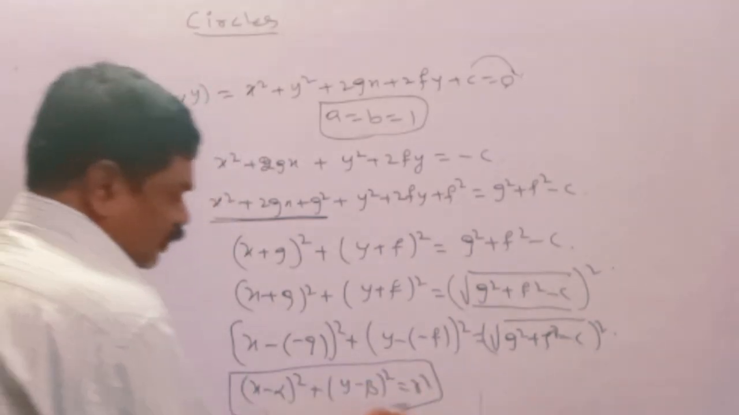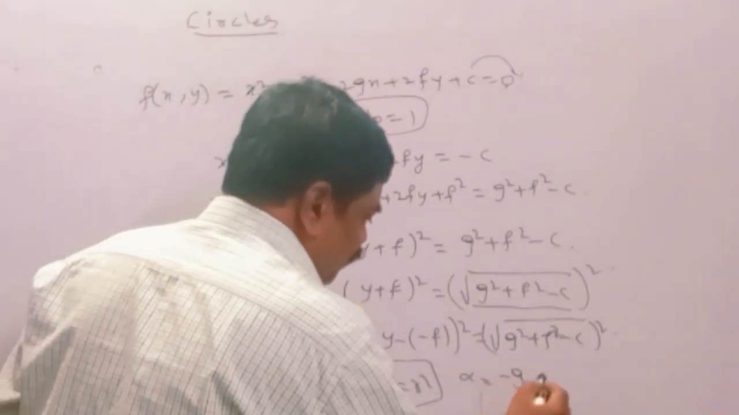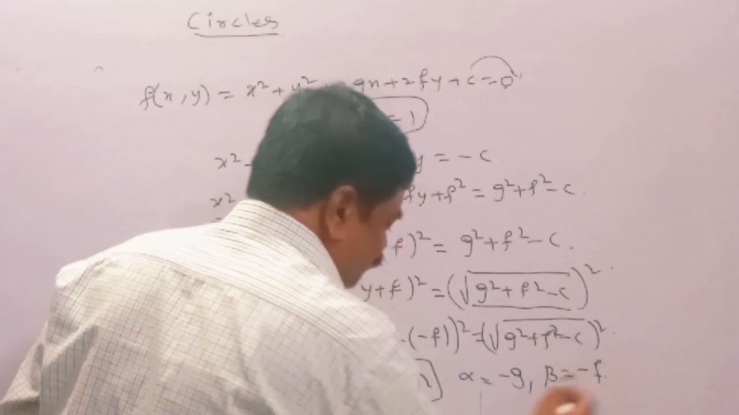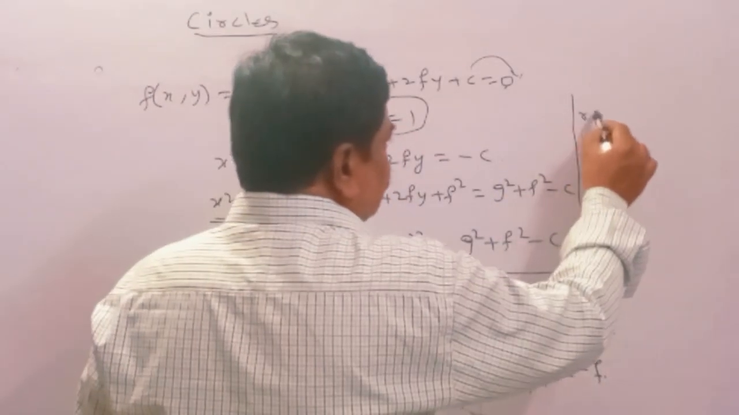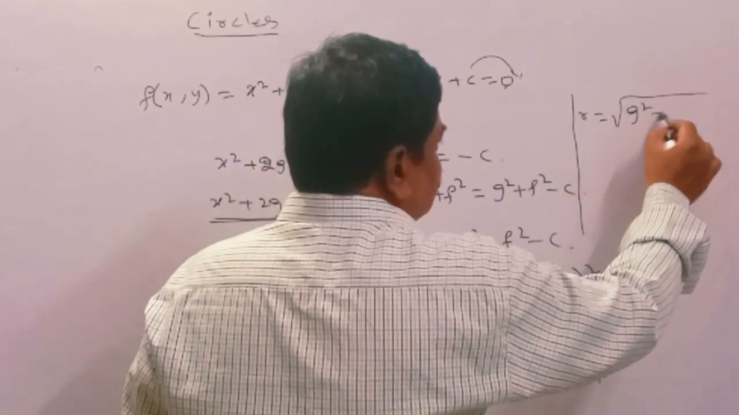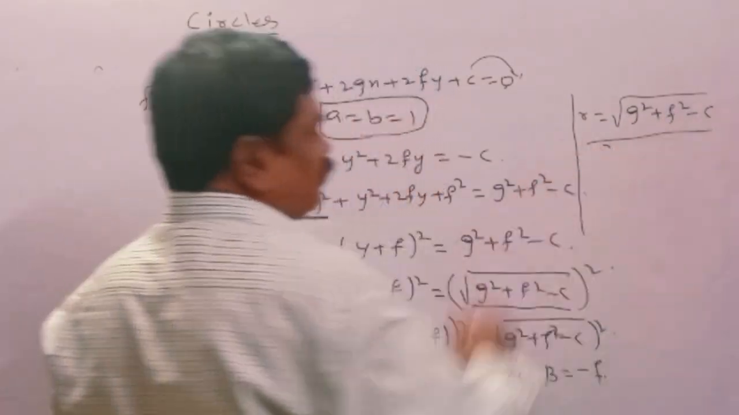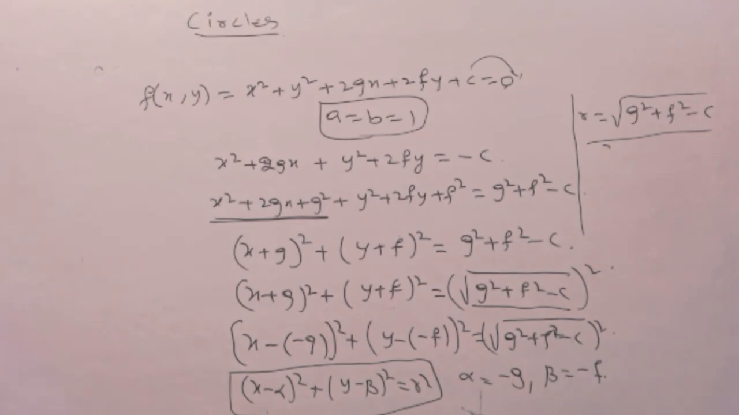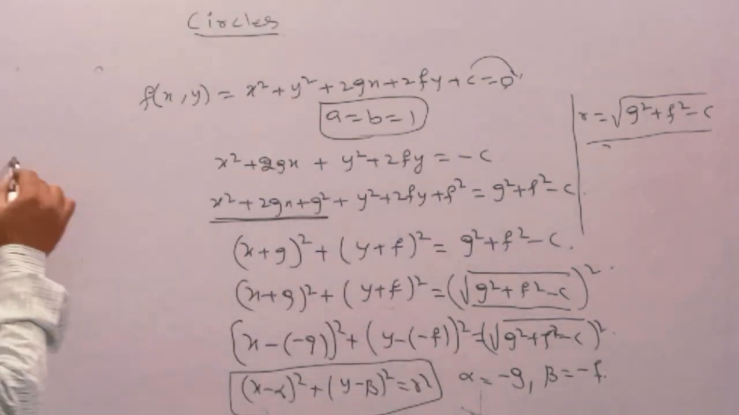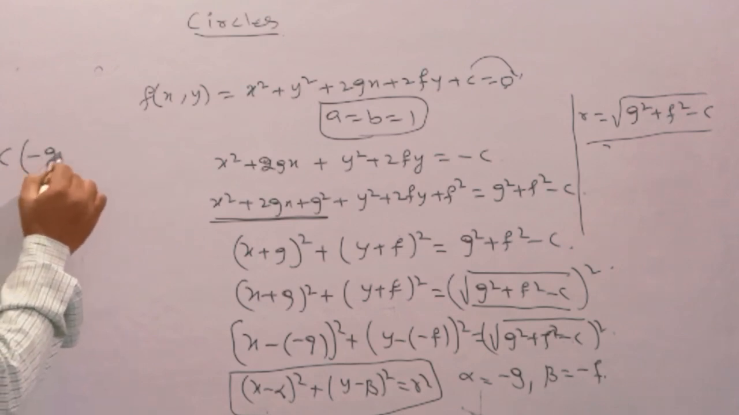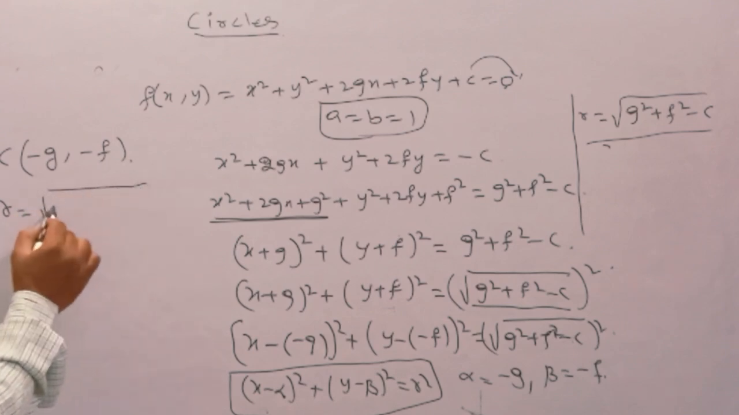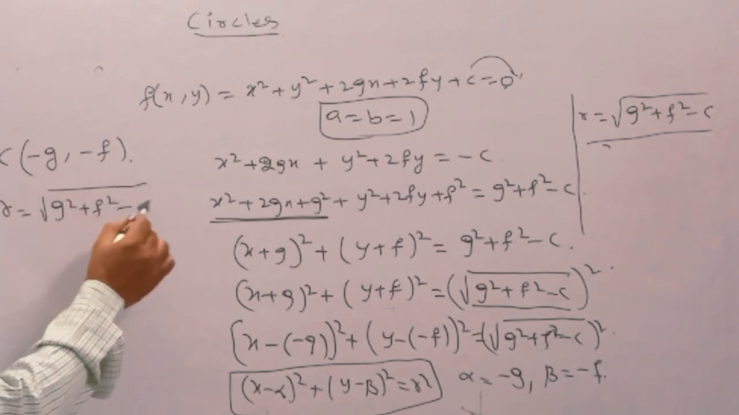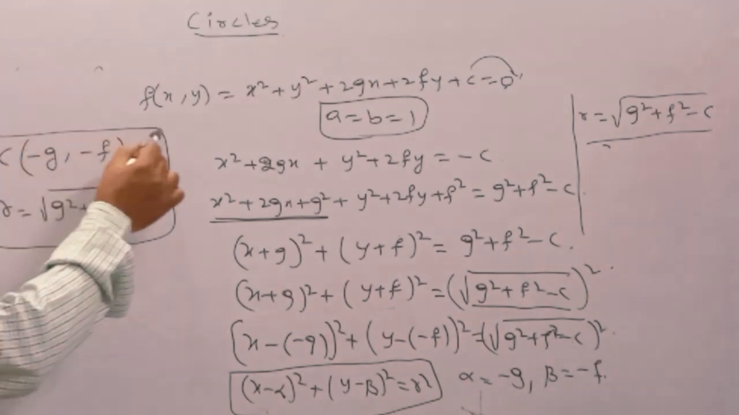By comparing this one, alpha is equal to minus g, beta is equal to minus f, and radius r is equal to root over g square plus f square minus c. Then what is the center of the circle? Alpha comma beta is the center of the circle, minus g comma minus f, and the radius of the circle is under root of g square plus f square minus c.